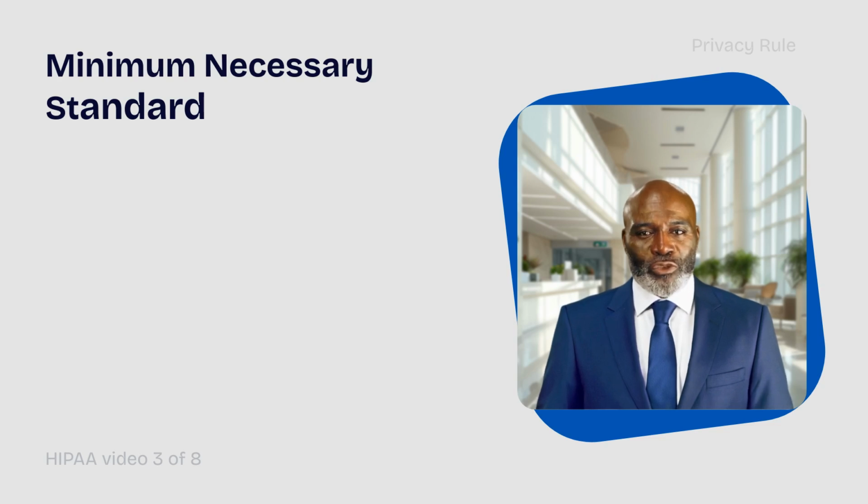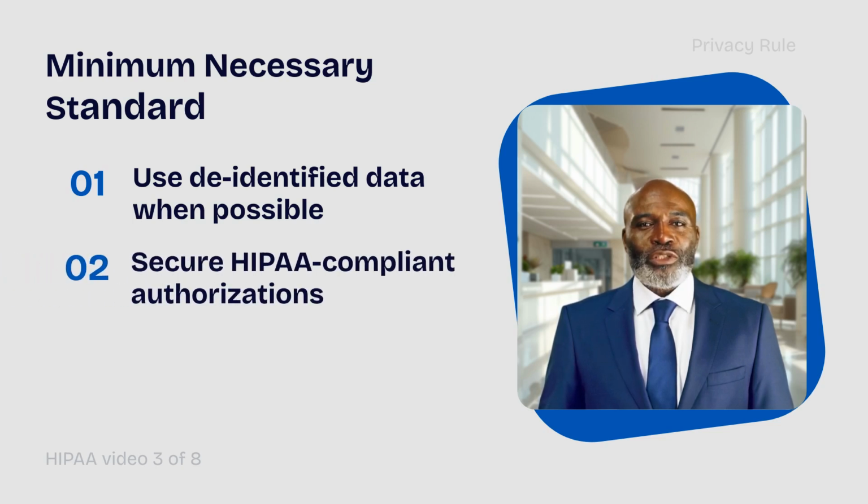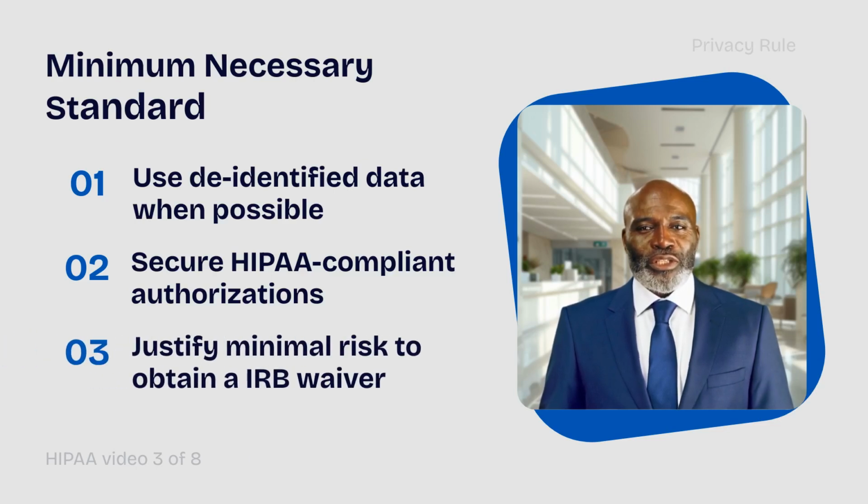So, what does this mean for you as a researcher? Here are some practical tips. Always consider if you need identifiable information or if de-identified data will suffice. Obtain proper authorizations when required, and ensure they meet HIPAA's specifications. If seeking an IRB waiver, provide all necessary documentation to demonstrate minimal risk. Apply the minimum necessary standard in all cases. Stay updated on your institution's policies and procedures regarding PHI. By following these practices, you help protect participants' privacy and maintain the integrity of your research.